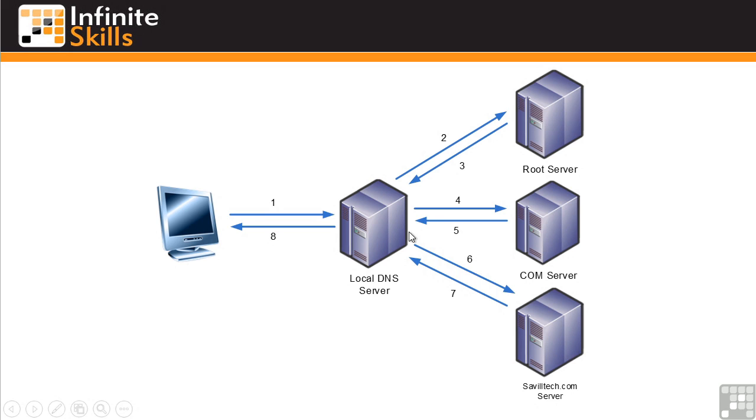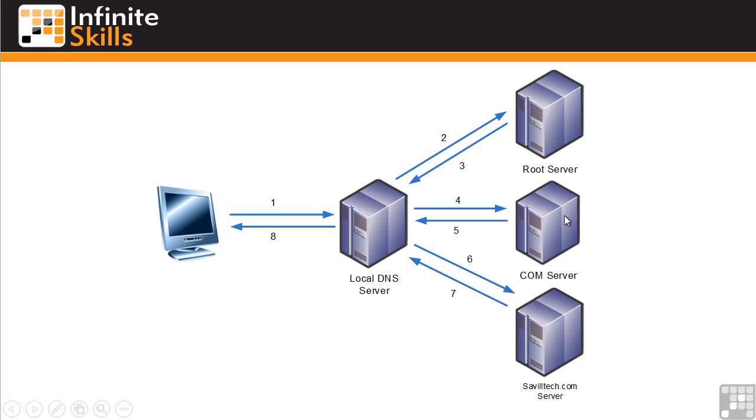www.saviltech.com, I ping my local DNS server. My local DNS server doesn't even know where .com is. So it uses a list of root servers that are standard throughout the internet, and it makes a request for www.saviltech.com. That root server has no idea about saviltech.com, but it does know who manages the DNS servers for .com. So it sends me a referral back. This is the IP address for the DNS servers for .com.